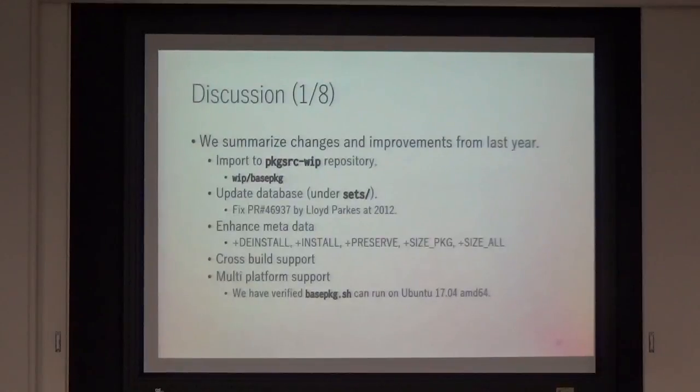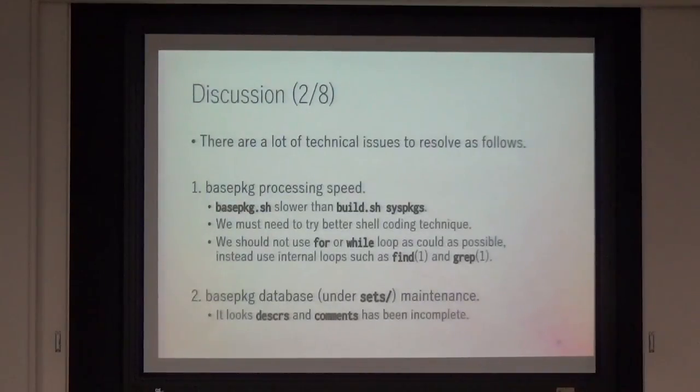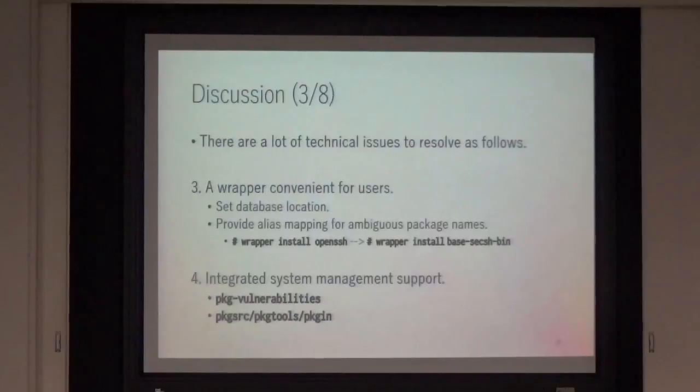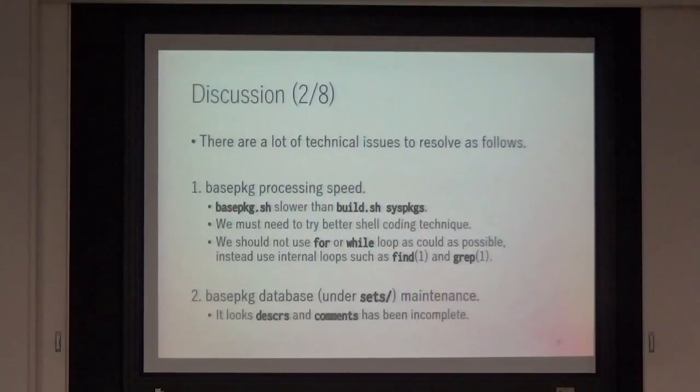We have qualified that basepkg shell can run on Ubuntu 17.04 64-bit. But there are a lot of technical issues to resolve, as follows. 1. Basepkg shell is slower than build shell sys packages. We must try better shell coding techniques. We should not use for or while loops as much as possible. Instead, use internal loops such as find and grep.